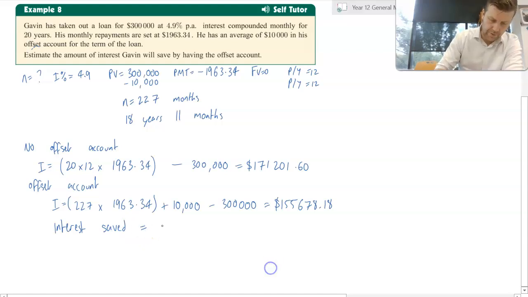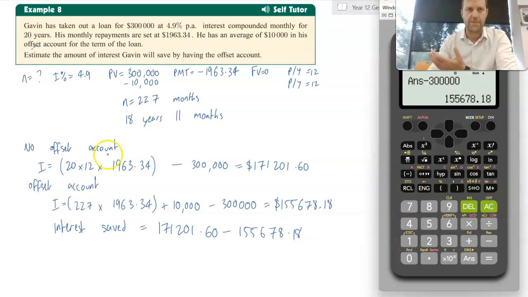So the amount of interest he saves is equal to the amount of interest he would pay if he didn't have the offset account, minus the amount of interest he would pay if he did use the offset account. And that will be our final answer. Well, that's what the question's asking. There's not much scaffolding to the question, but that's how we'd get there.